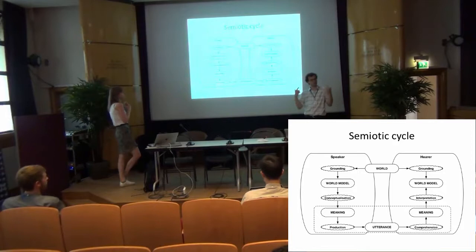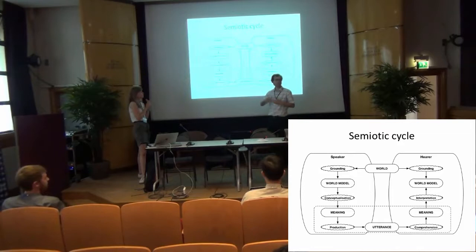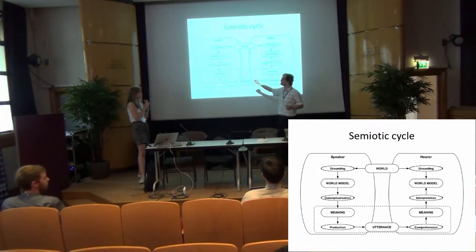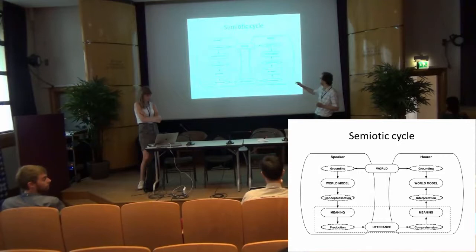Then, if he wants to say something, he needs to conceptualize what he will say. Basically a conceptualization based on his world model. And he comes up with the meaning that he wants to convey to the other agent. This meaning is then produced into an utterance. Again, the utterance is shared between speaker and hearer. The hearer will comprehend the utterance, reconstruct the meaning that was intended by the speaker, and then, of course, interprets this meaning in his world model, which is also grounded in the world.